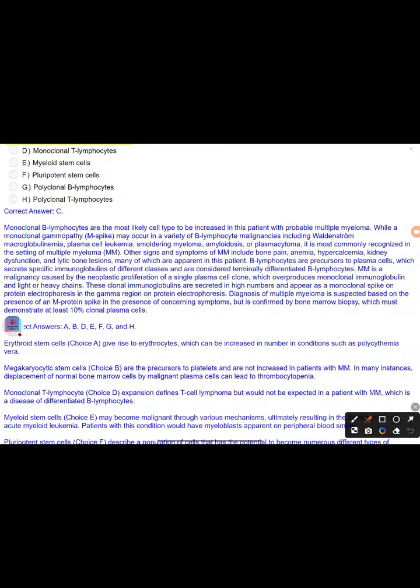While a monoclonal gammopathy and M spike may occur in a variety of B lymphocyte malignancies, including Waldenström macroglobulinemia, plasma cell leukemia, smoldering myeloma, amyloidosis, or plasmacytoma, it is most commonly recognized in the setting of multiple myeloma. Other signs and symptoms of multiple myeloma include bone pain, anemia, hypercalcemia, kidney dysfunction, and lytic bone lesions, some of which are apparent in this patient.